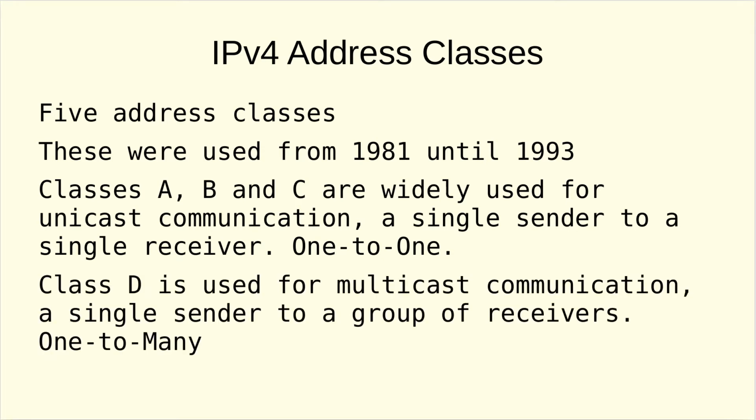We've also got the class D address, which was used for multicast communication, a single machine to a group of machines, one to many. This is widely used in things like streaming audio, streaming video, that type of thing.